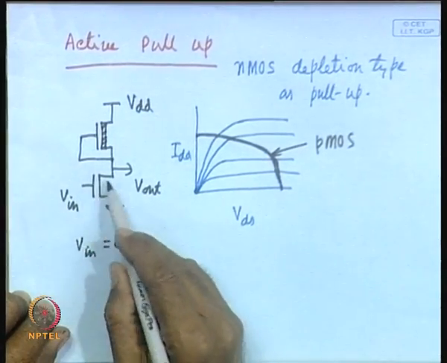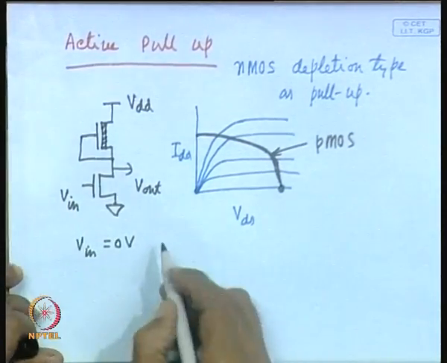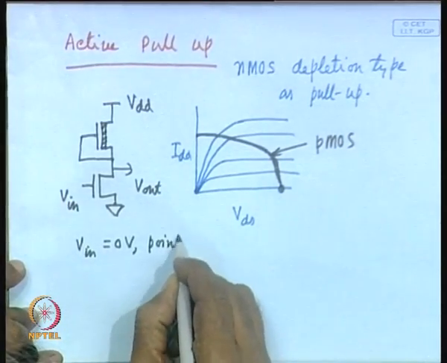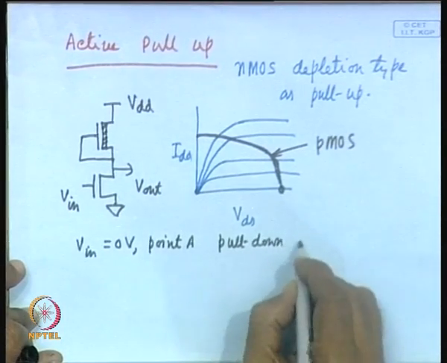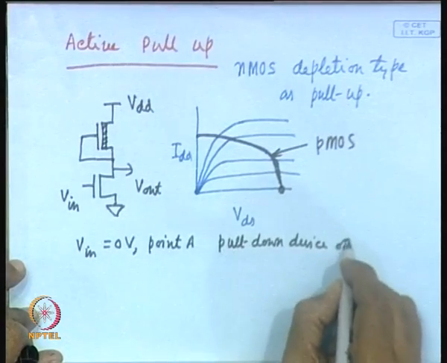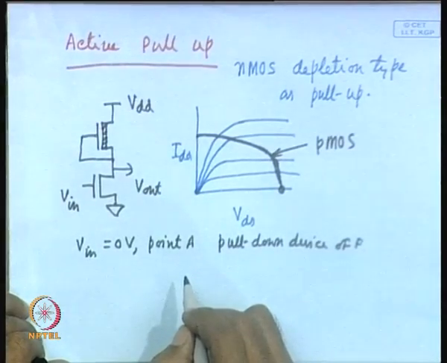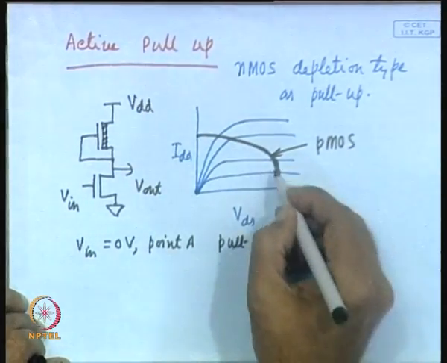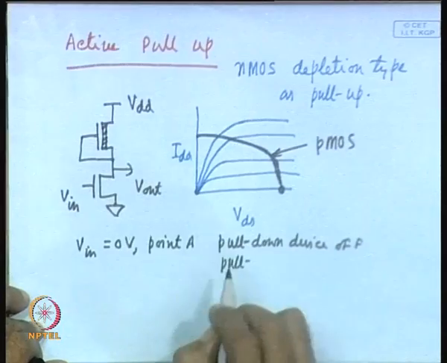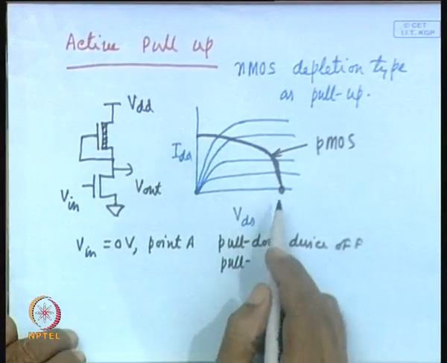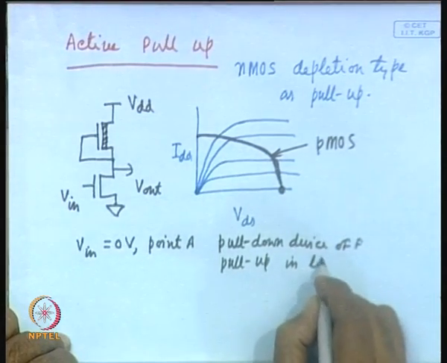This pull-down device is off. So, V in equal to 0 volt corresponds to point A, when the pull-down device is off. What about the pull-up device? Pull-up device is in linear region, you can see it is in the linear region. You have to not only tell it is on, you have to tell whether it is in saturation or in linear region. So, pull-up in linear region.